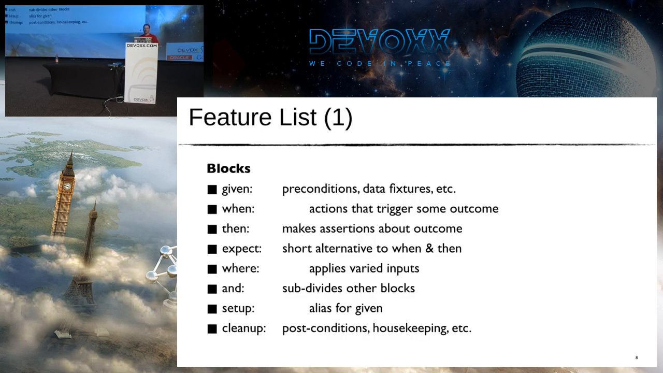Let's see some of the feature list. I mentioned 2 blocks only at the beginning, expect and where. But there are actually more blocks. We can write specifications in a behavior-driven development way. If we start with the given block, where we define the initial state of the things that we're going to test, then we define the when block. This is when we exercise these objects. And finally, we can have the then block, where implicitly every statement that you put has an assertion.